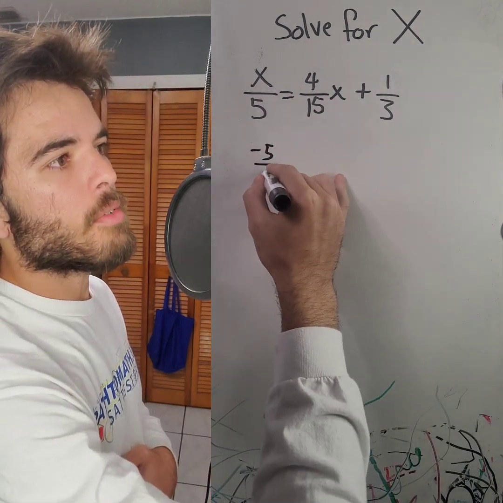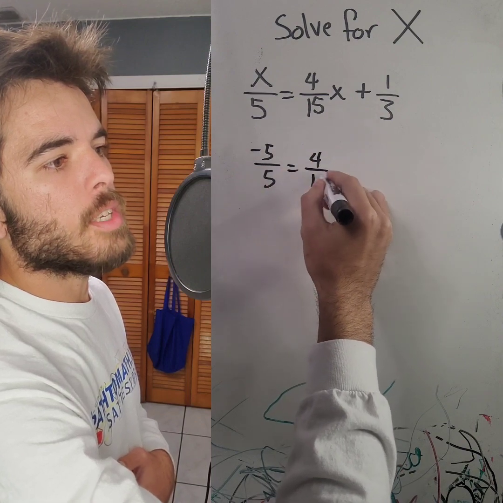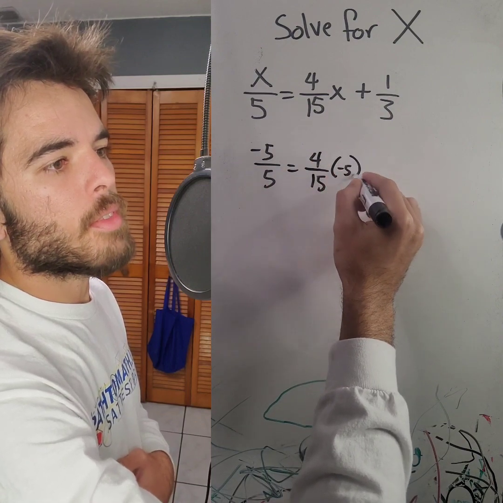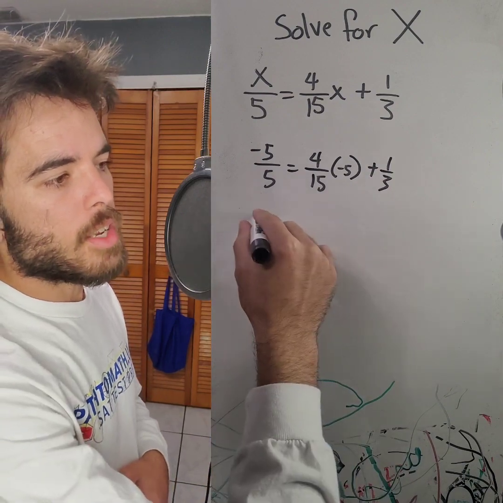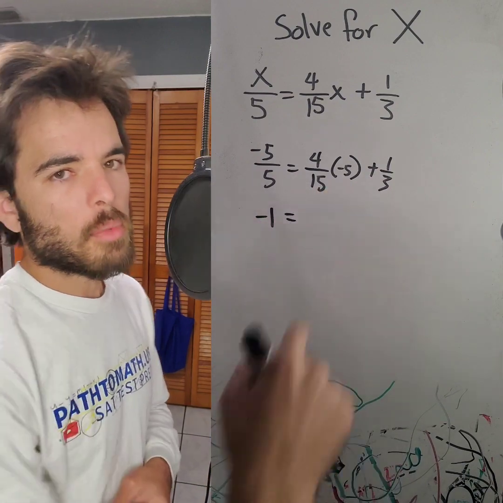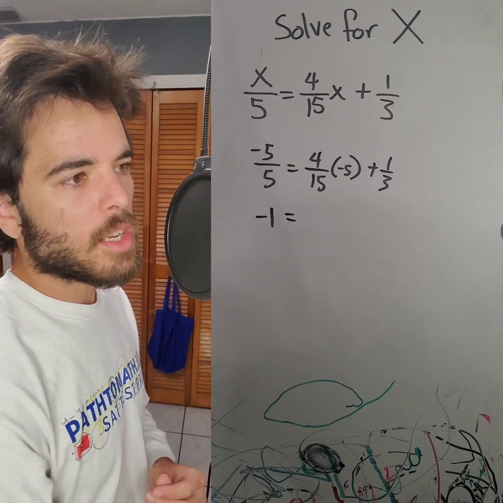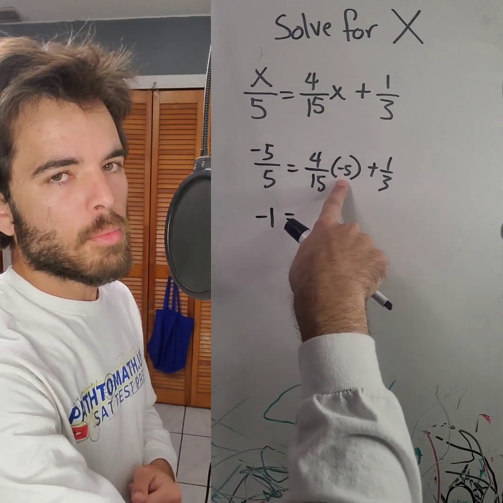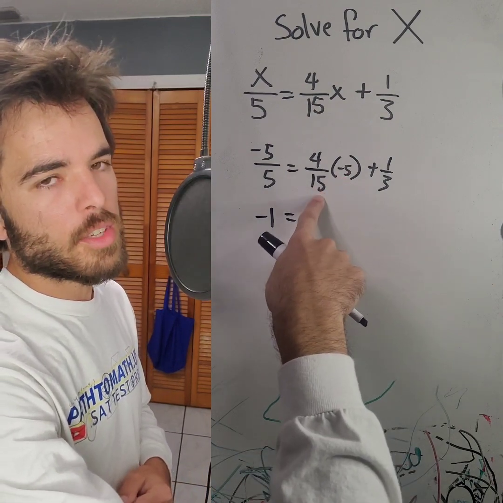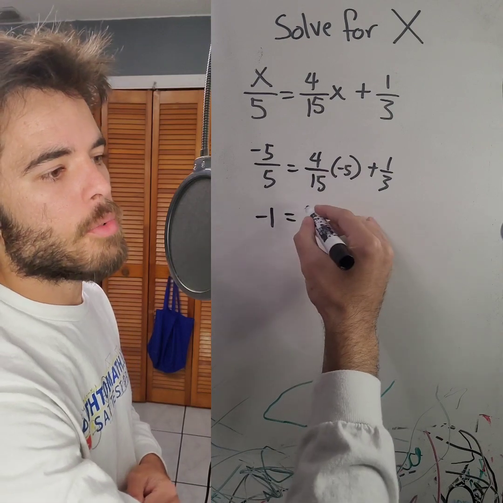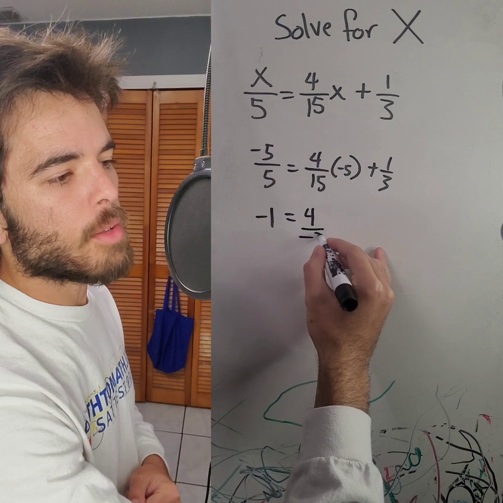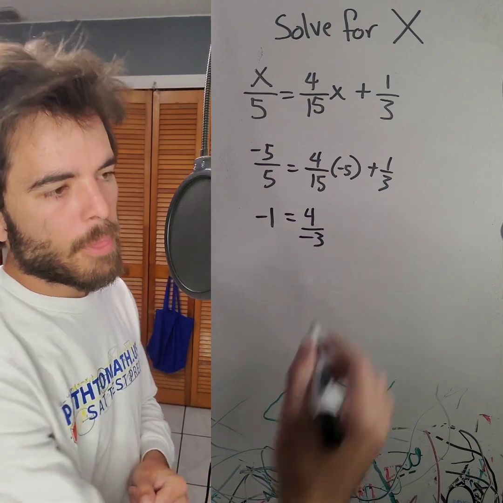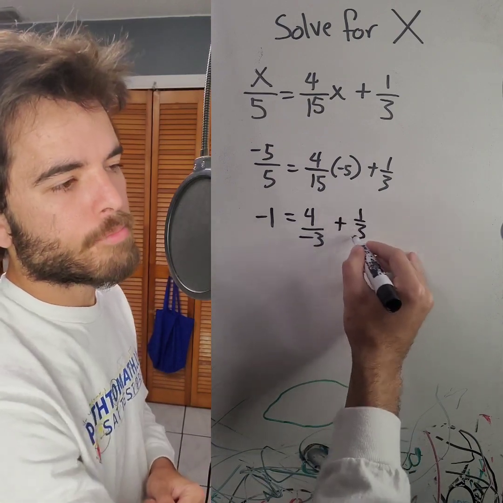-5 over 5 equals 4 over 15 times -5 plus 1/3. The left-hand side is easy. That's just a -1. This is where it gets a little complicated. How about we do that same technique where we cancel the number that we're multiplying by with the denominator. That's going to give us 4 divided by -3, and then we have plus 1/3.